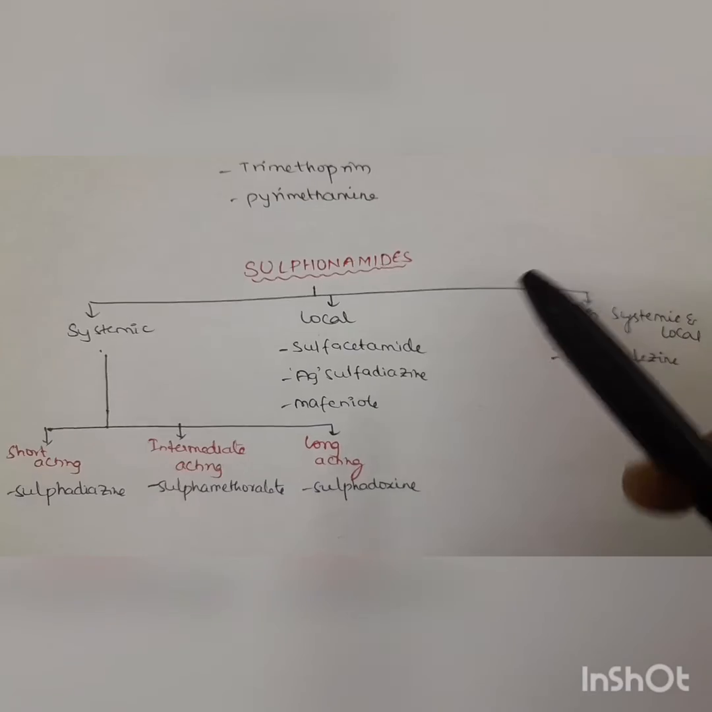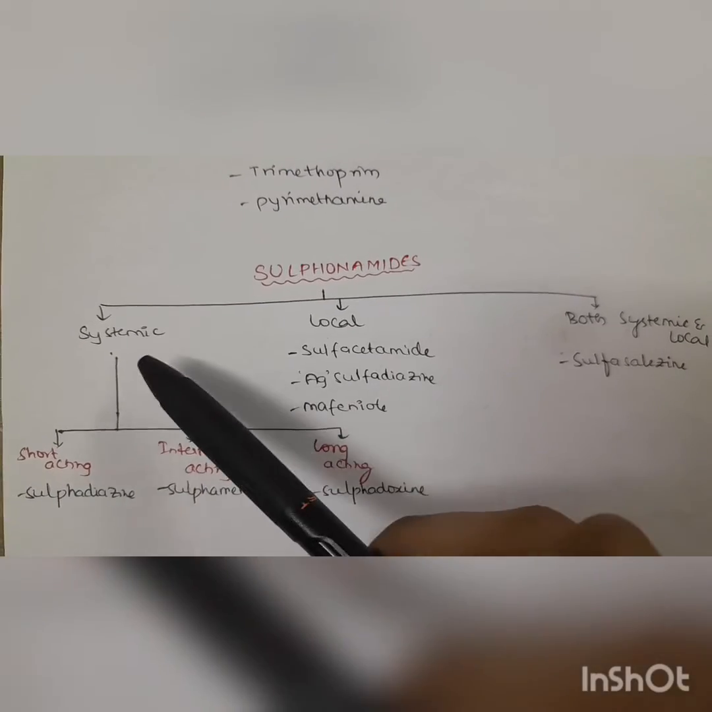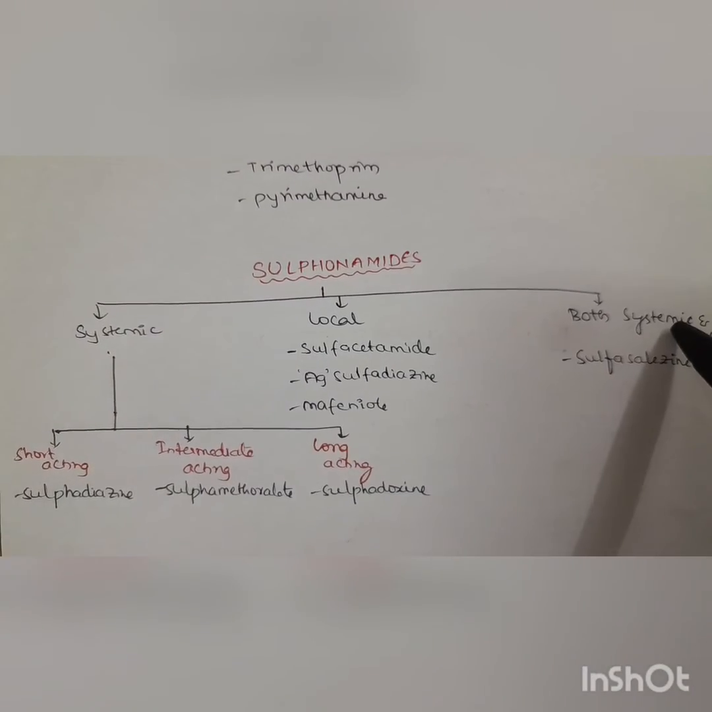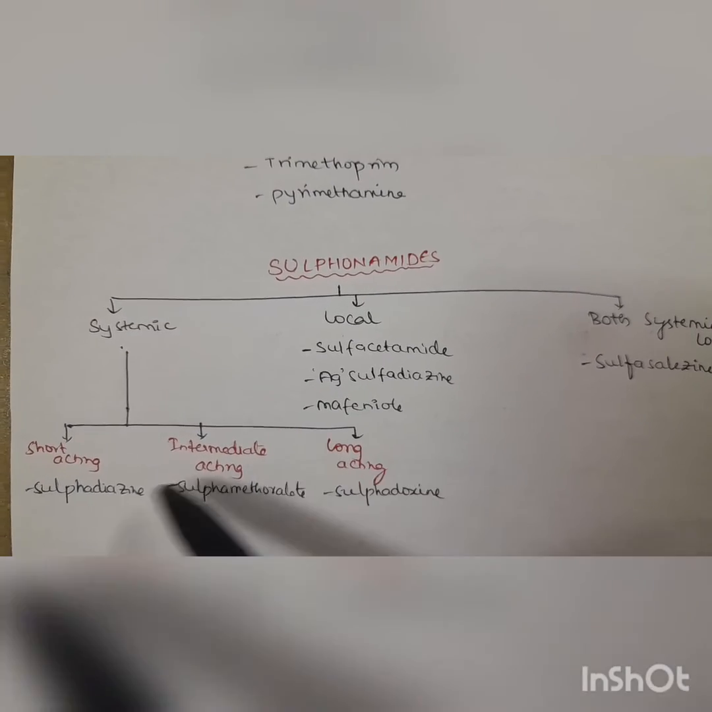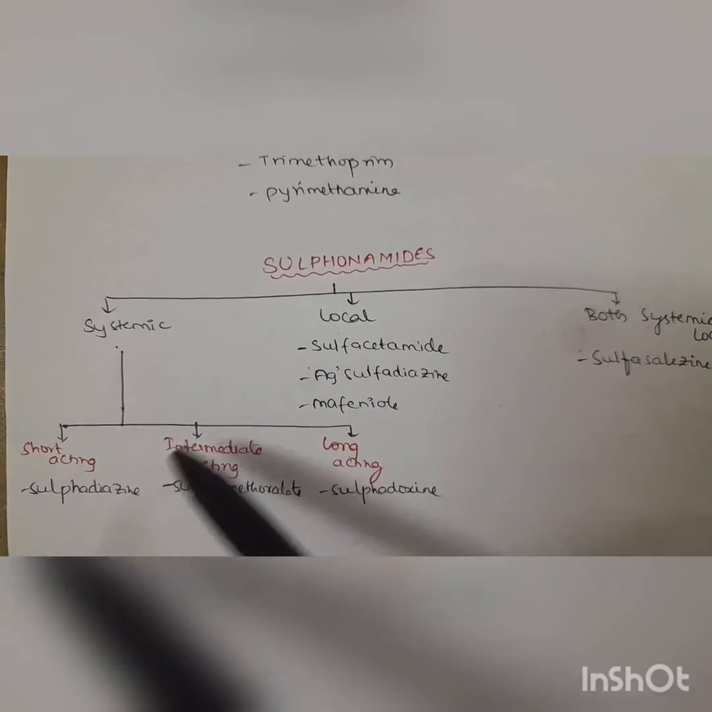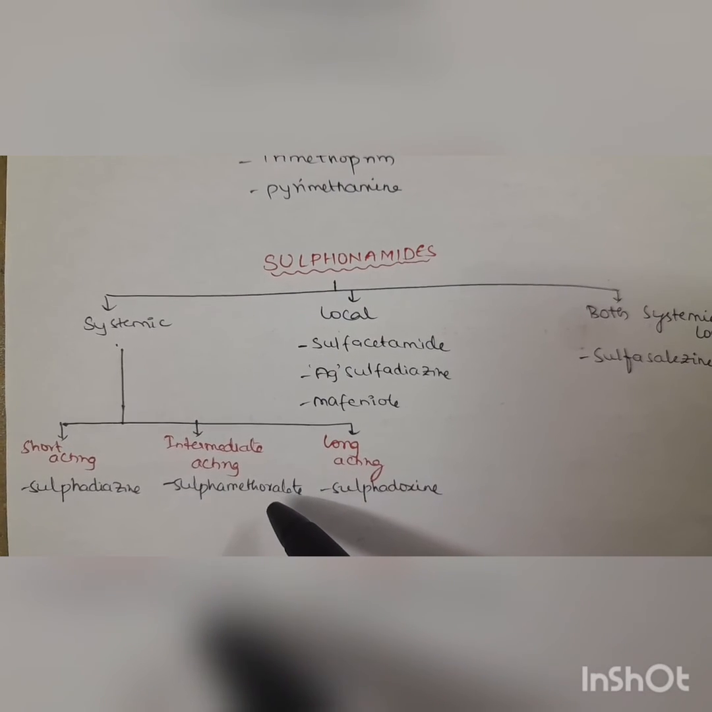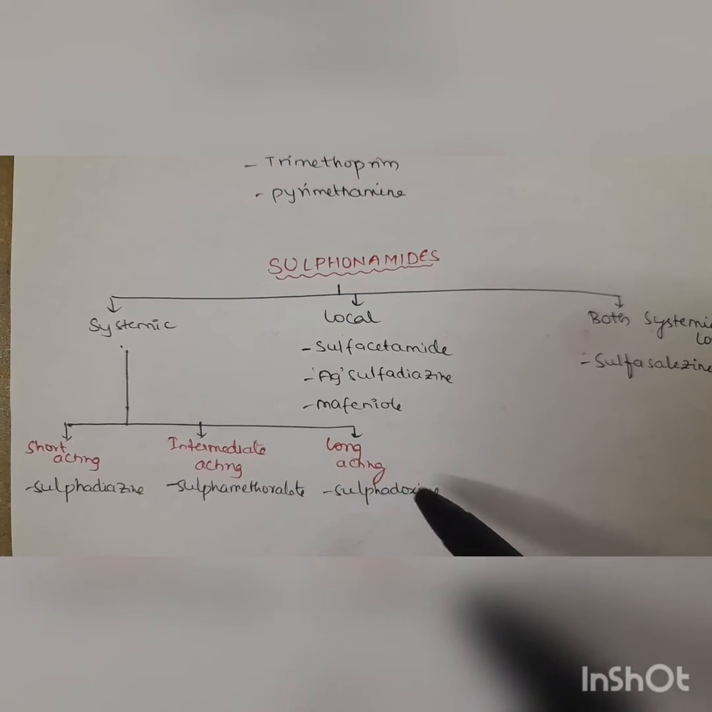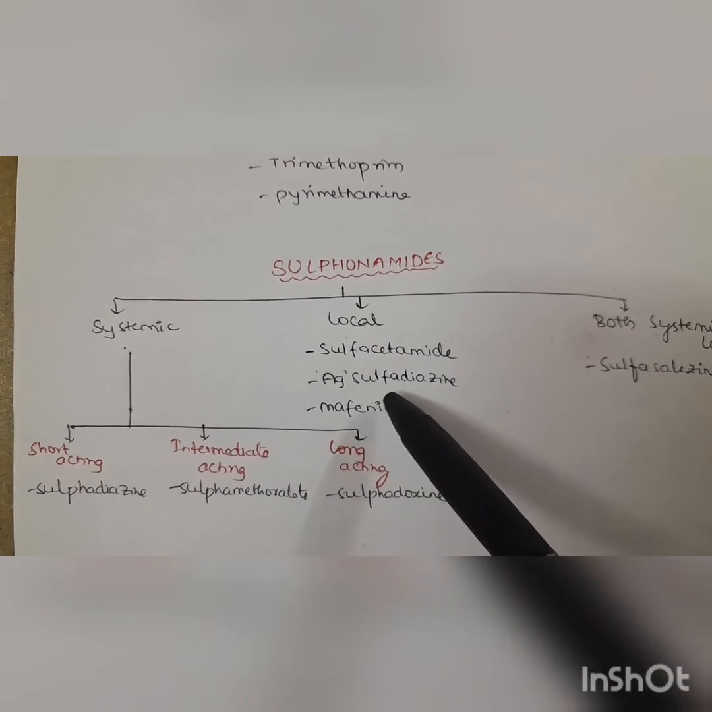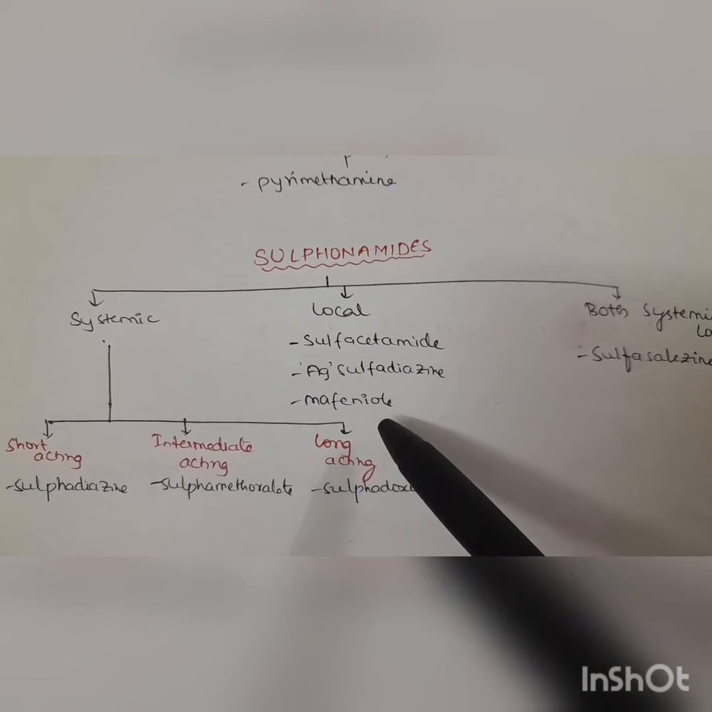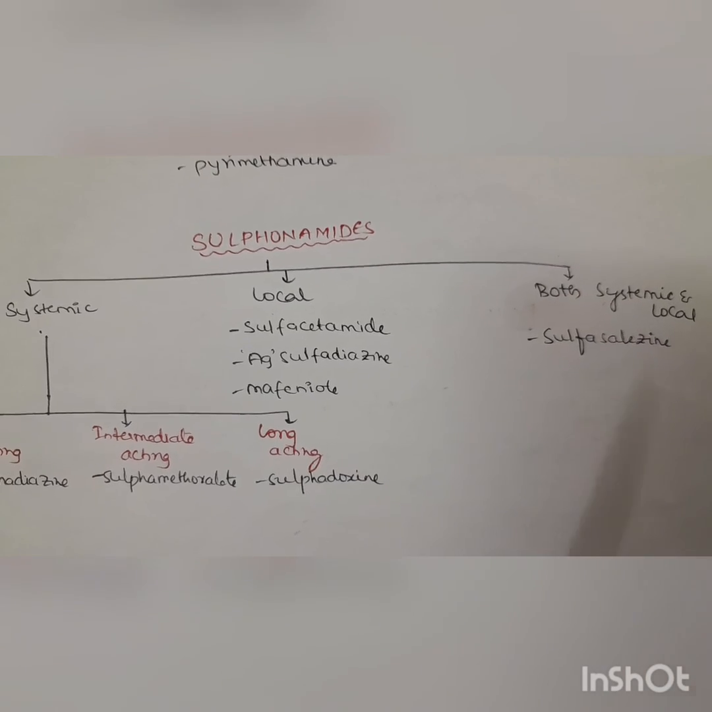Classification of sulfonamides: systemic, local, and both systemic and local. Systemic include short acting, intermediate acting, and long acting. Short acting are sulfadiazine, intermediate acting are sulfamethoxazole, long acting are sulfadoxine. Local are sulfacetamide, silver sulfadiazine, mafenide. Both systemic and local include sulfasalazine.